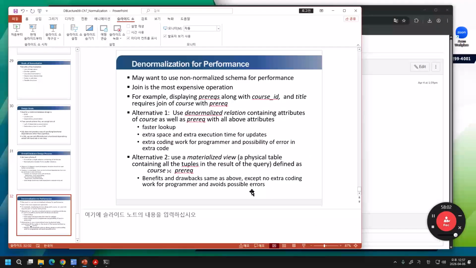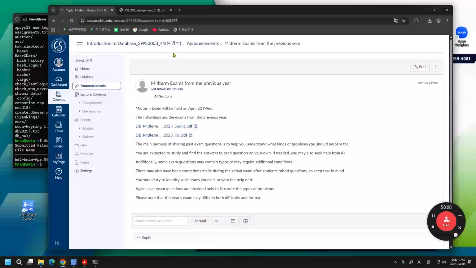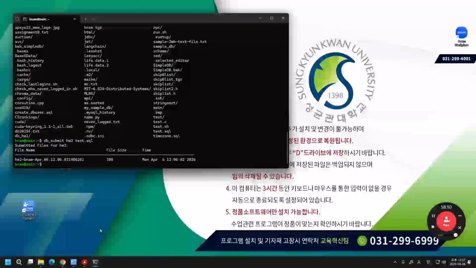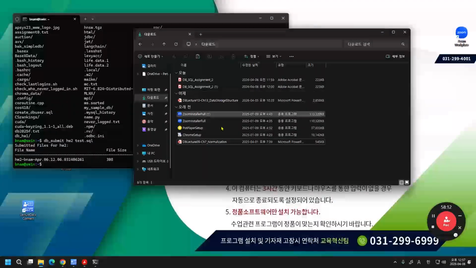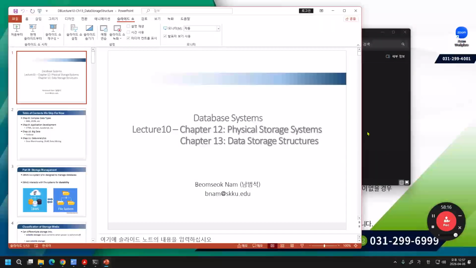Then you are done with the SQL part, and now let's look into the internals of DBMS. We have only 50 minutes.